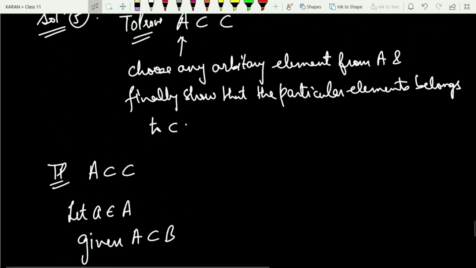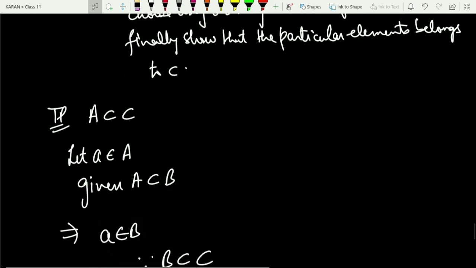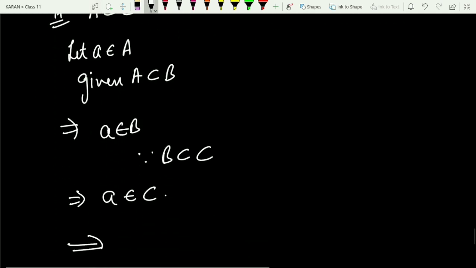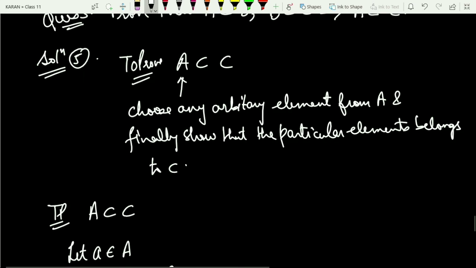Right? So have we proved this thing? We have chosen any arbitrary element from A, and then we have finally shown that that arbitrary element was also a member of C. So hence we will say that A is contained in C. So that is the standard approach. Whenever you have to prove containment in mathematics, you will always use this concept.